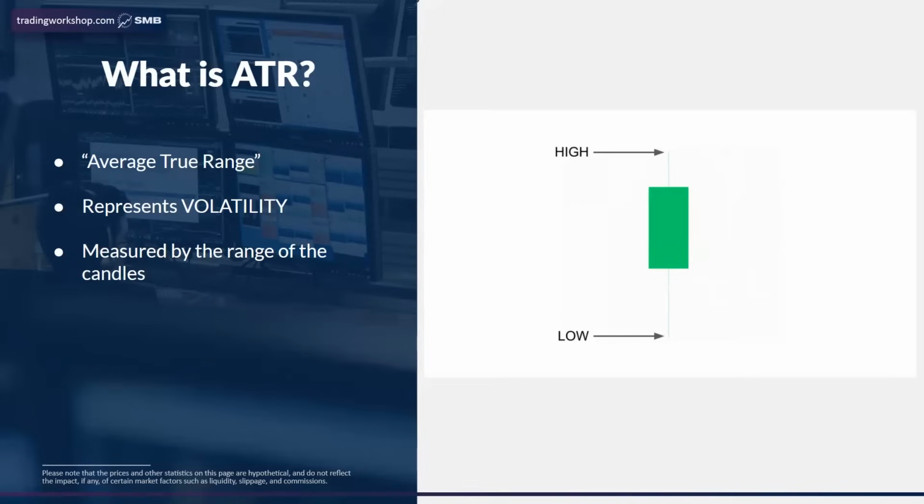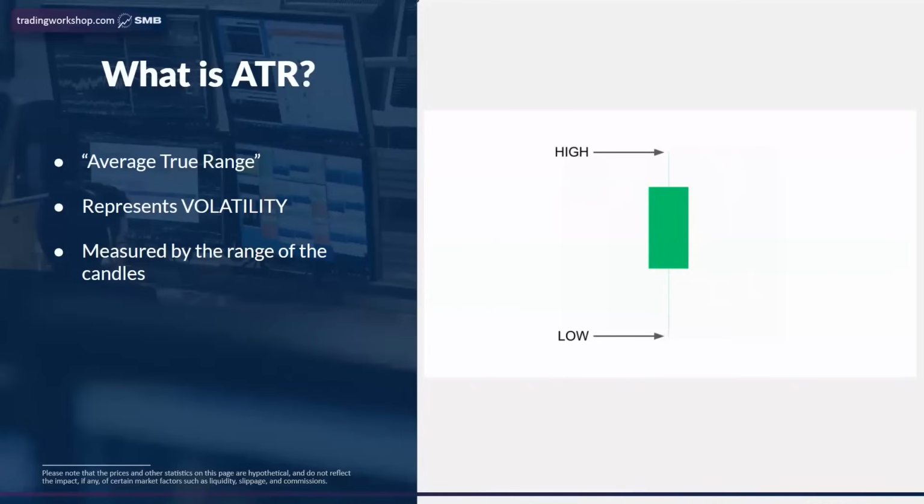There are a few ways you can try to describe the volatility of a stock, but this is a really, really simple one. Basically, if you look at the chart here, it's measured by the range of the candle. So candle there on the right, you can see the high and the low. And the ATR, generally speaking, is measuring the range of these candles and adding them together.